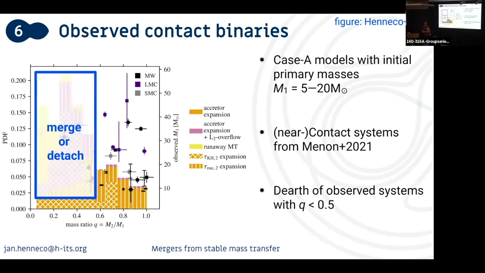So most of these systems are either going to merge or detach, while the systems here are there because the accretor star expanded on a nuclear timescale, and there's basically nothing telling it to shrink again, at least until the end of its main sequence. And these are exactly the long-lived contact binaries that we observe.